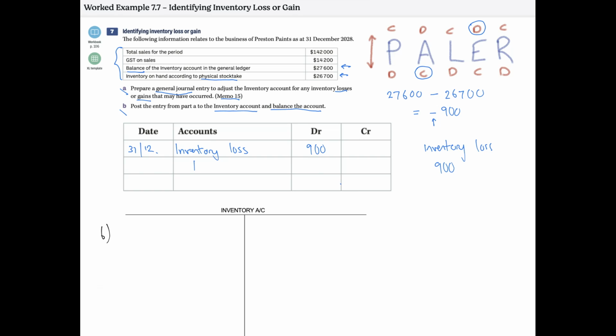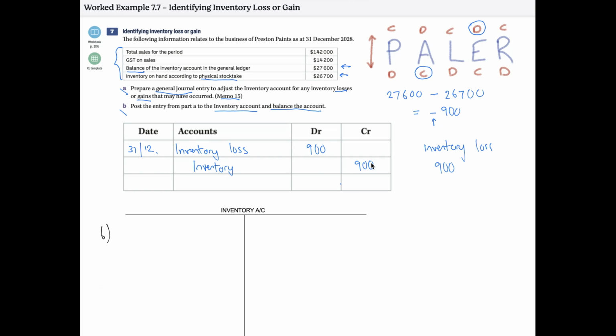Our credit is the fact that our asset of inventory has gone down by $900. We've done our general journal correctly. We've made sure our debits equal our credits. Our accounts section only includes the general ledger name, nothing more, nothing less. And if we moved on, we would have missed an important part.